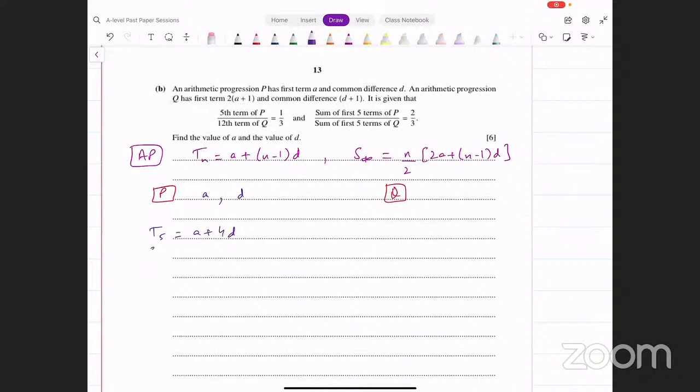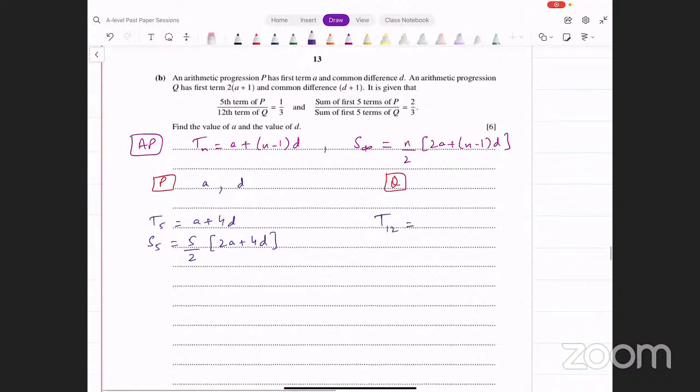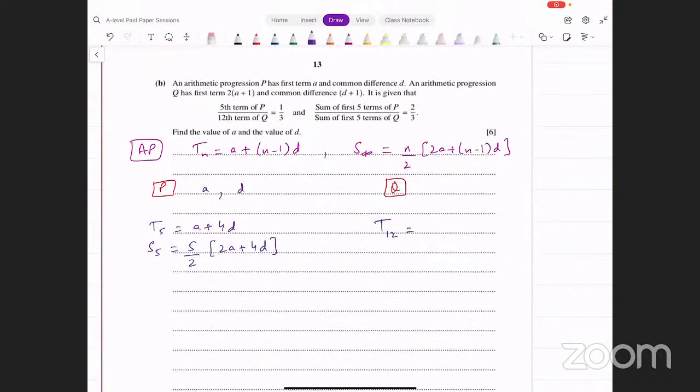ये आ गया. Sum of the first 5 terms है S5 निकाल लें. That is going to be 5 over 2 into 2 times A plus N minus 1, 5 minus 1, that's 4 into D. ये आपके पास ये दो चीजें आ गई P की. Q के लिए क्या चाहिए आपको? You need the 12th term. 12th term कैसे आएगी? A plus N minus 1 into D, but remember first term यहाँ पे क्या है इसकी?